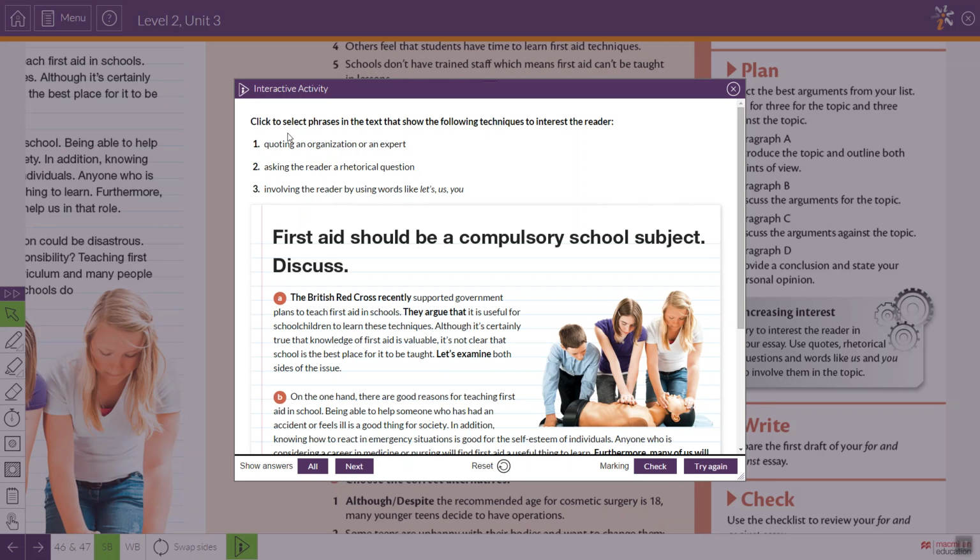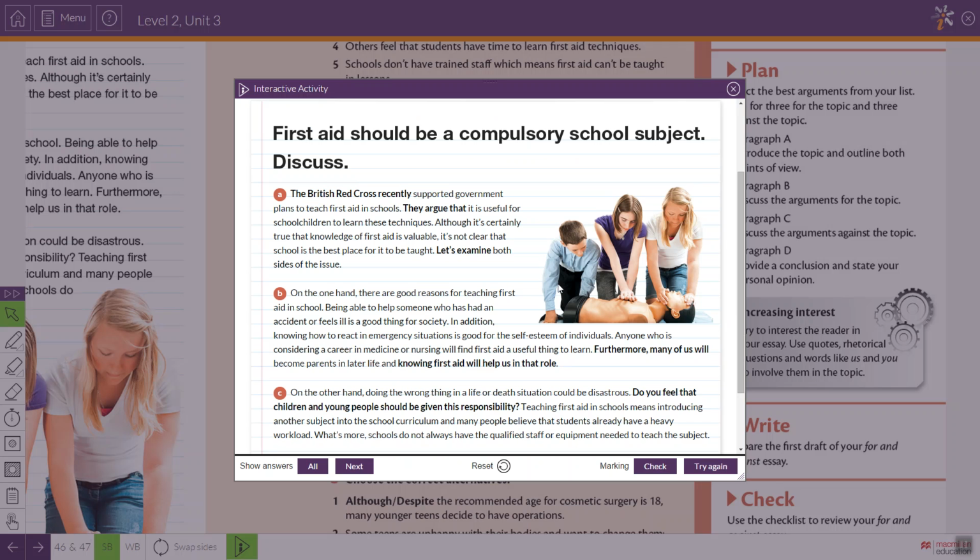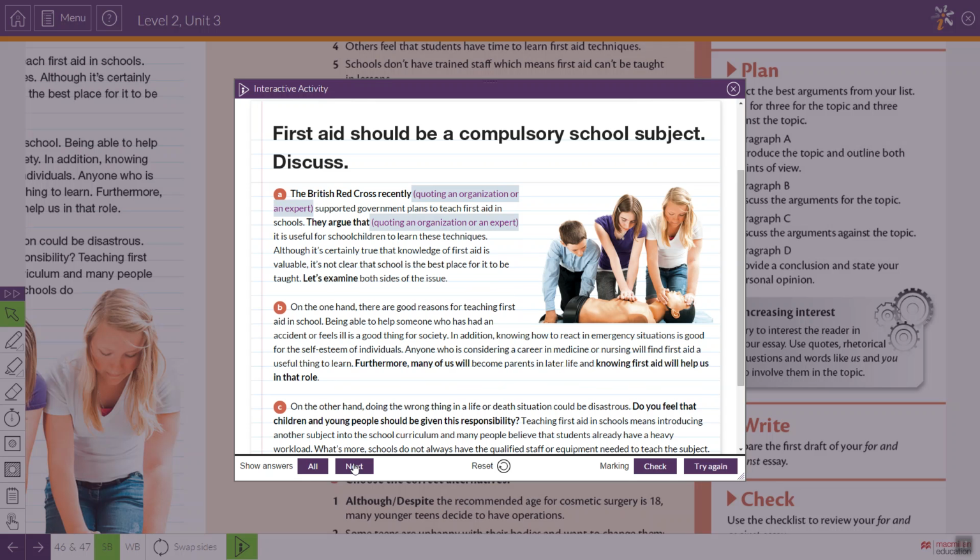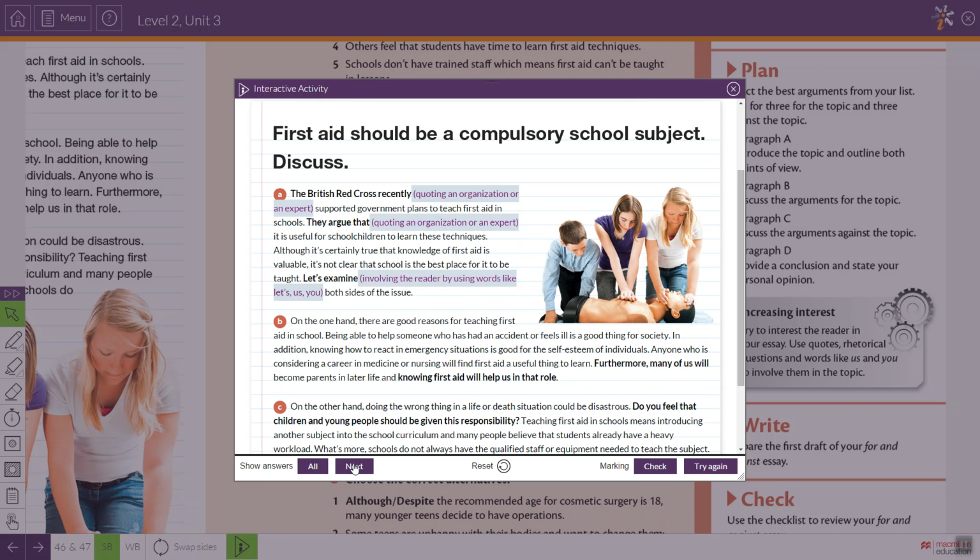The techniques are quoting an organization or an expert, asking the reader a rhetorical question, involving the reader by using words like let's, us, you. Okay, so let's see examples of all of them in the sample text. So the British Red Cross recently, whatever, that's obviously quoting an organization or an expert. They argue that is quoting an organization or an expert again. Let's examine is involving the reader by using words like let's or us or you. All right.